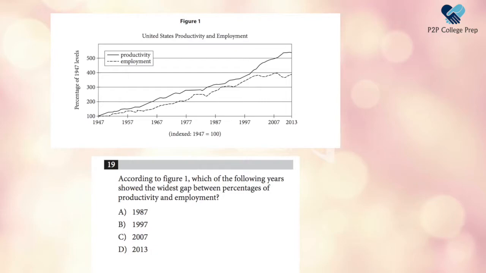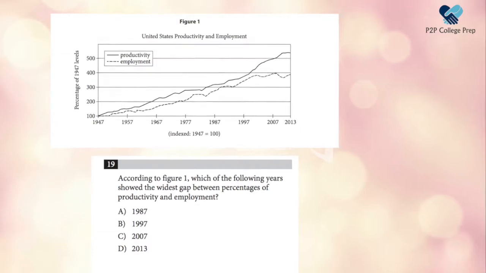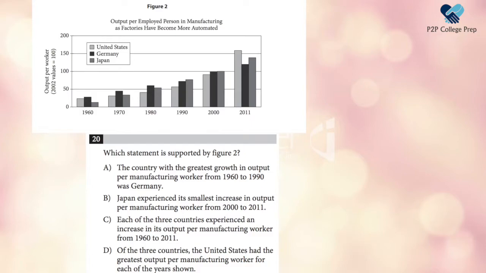Let's start with 1987. Look at the gap between the black line and the dotted line for 1987, which is A. Now let's do the same for 1997. Let's do the same for 2007 and 2013. And if we look at all of those options, the one that has the biggest gap is D, 2013.